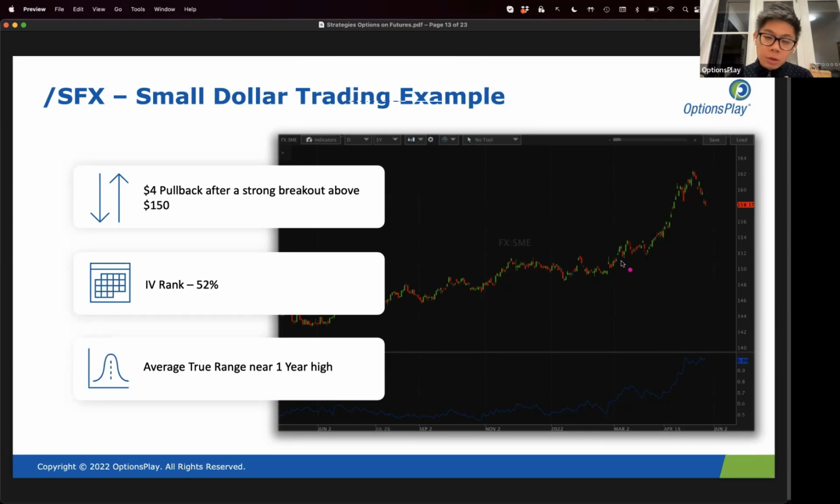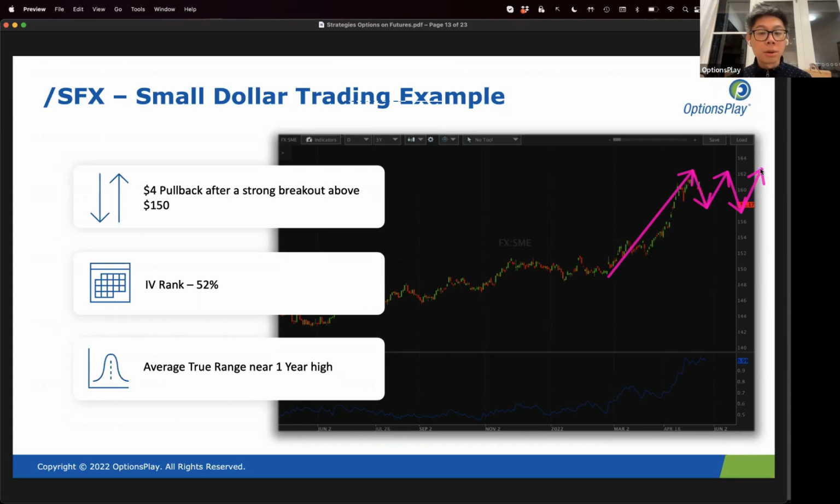So the reason I'm using the US dollar is because we've recently had this very big move here from 150 up to that 162 range, and it's pulled back a little bit, about $4 or so. And I think that this is at least a good shot of potentially performing a bit of a consolidation, which is typically what happens after a big move. So first, I have a directional view in terms of timing, it could be a good time to look at more neutral strategies.